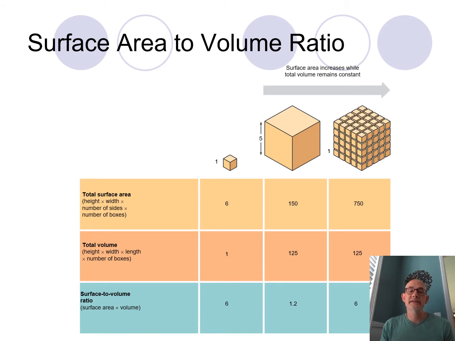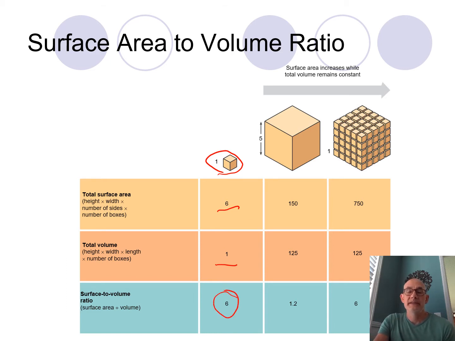We can see this in this picture. So you have a single cell that is 1 by 1 by 1. Its surface area is 6, but its volume is 1. So it's a 6-to-1 surface area to volume ratio down here.